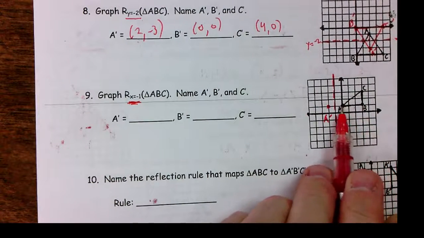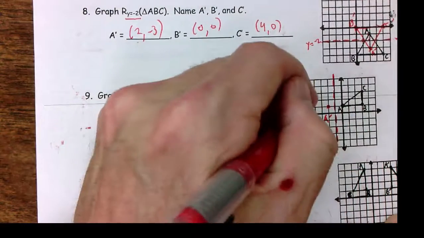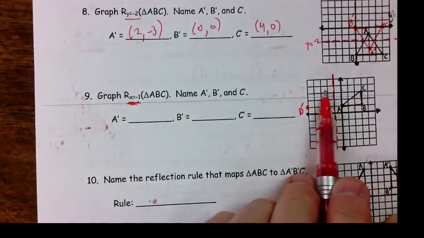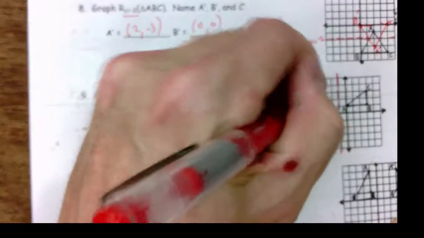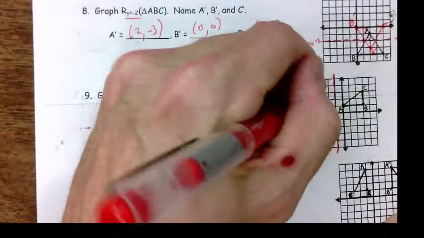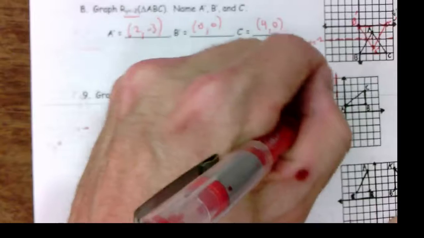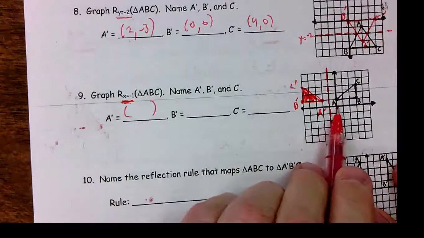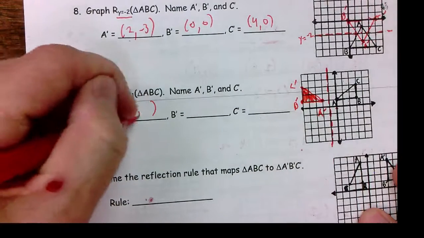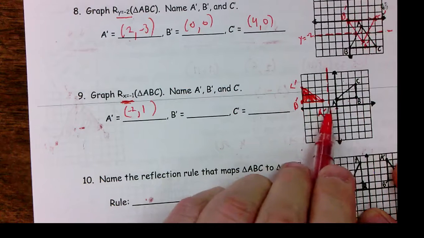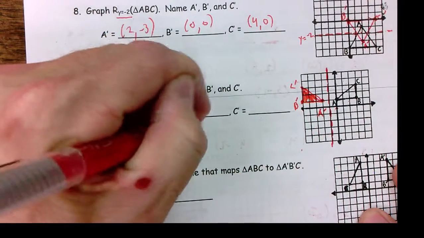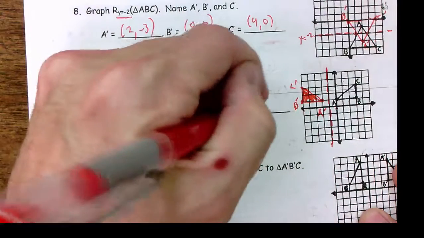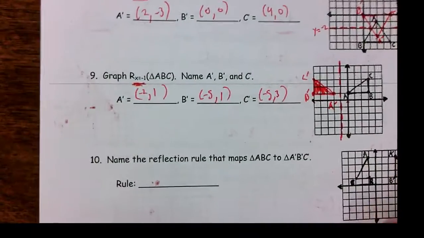B is 1, 2, 3, 4. 1, 2, 3, 4. B ends up right here. And C is 1, 2, 3, 4. 1, 2, 3, 4. C ends up right here. Let me go ahead and reconnect that and shade it in. And I'm supposed to name the coordinates. So A prime would be at negative 2, 1. B prime would be at negative 5, 1. And C prime would be at negative 5, 3. And I have named the coordinates.